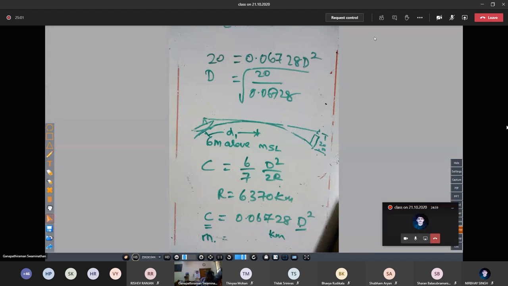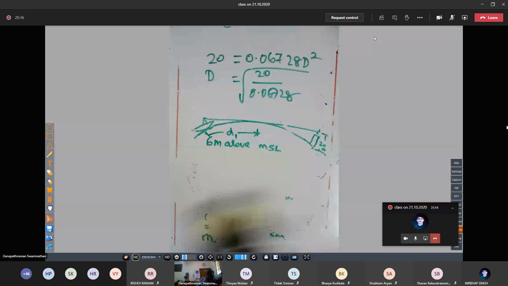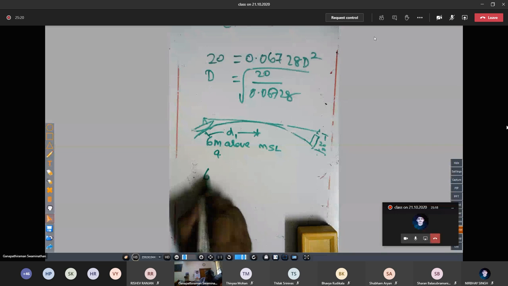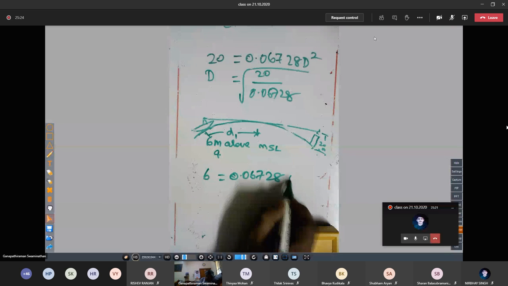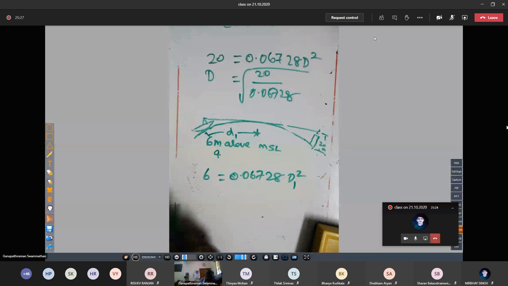If you want, you can derive it for yourself. You will get some other value in absolute terms, but if you multiply by 1000 and 1000, you get it this way, because of the square. You understand that? So here, 6 is equal to 0.06728 D1 square.